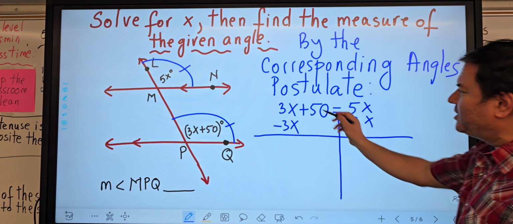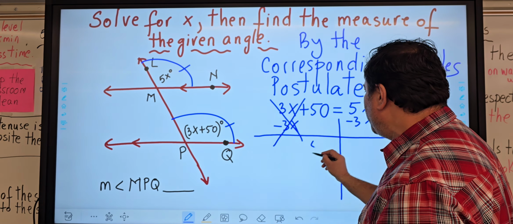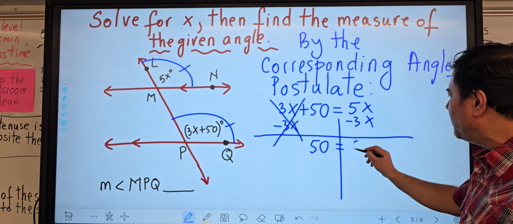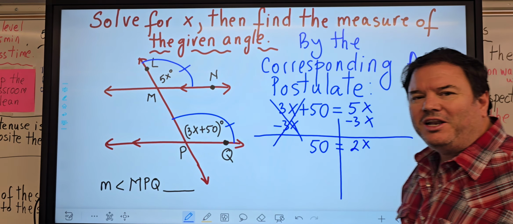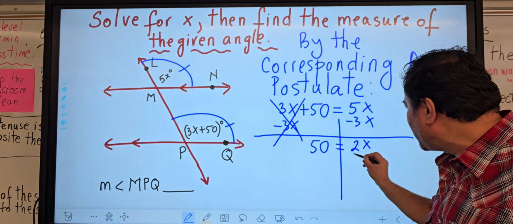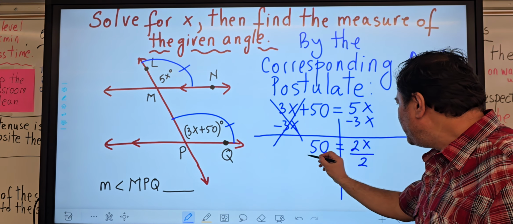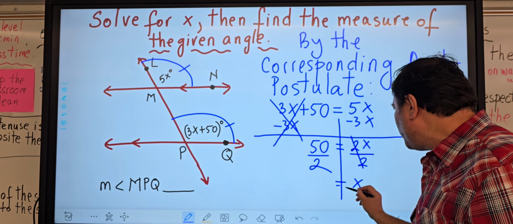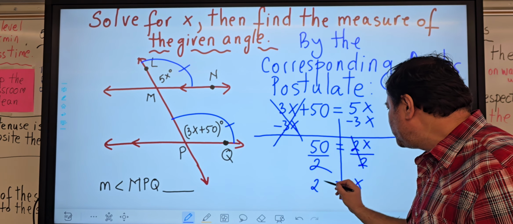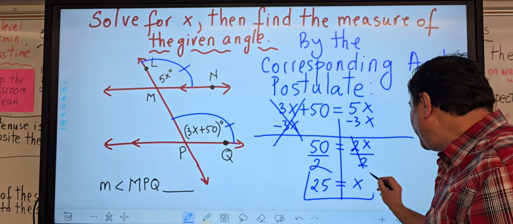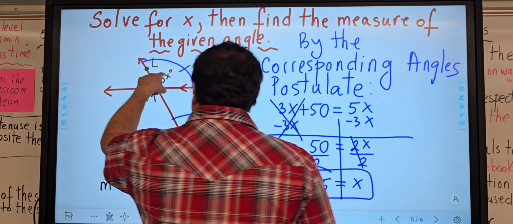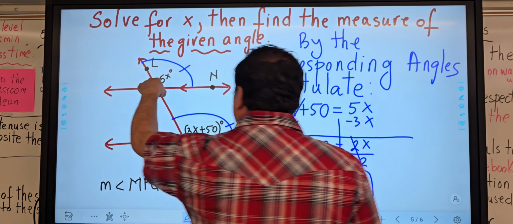Okay, 3x minus 3x cancel out. We are left over with 50 equals 5x minus 3x, which becomes 2x. And finally, we are going to divide both sides by 2. Let's divide both sides by 2. So we get x equals half of 50, which is 25. So x equals 25.